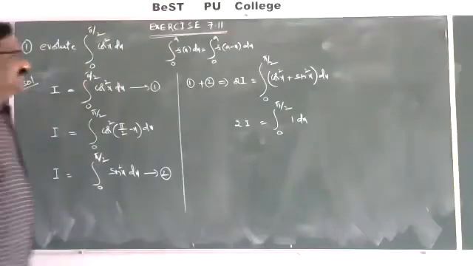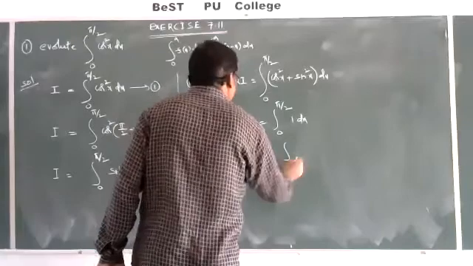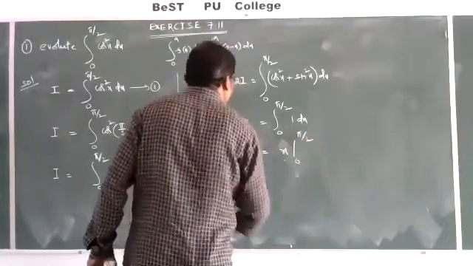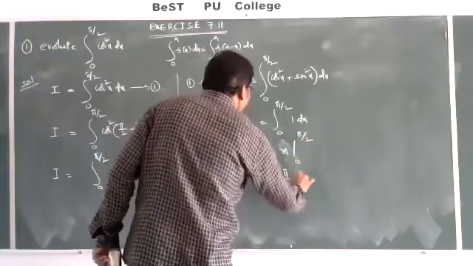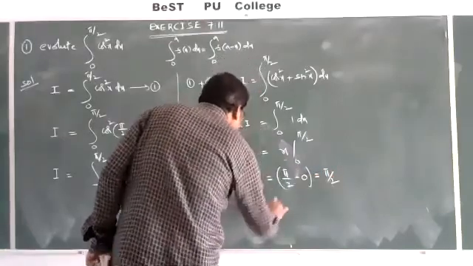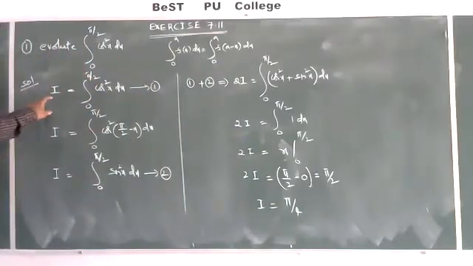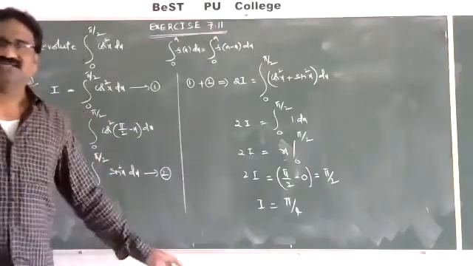So the integration of 1 is x. 2I is equal to x from the limits 0 to pi by 2. That is, 2I is equal to upper limit pi by 2 minus lower limit 0. This is pi by 2. Then you get I is equal to pi by 4. That is the answer. What is I? I is the integral 0 to pi by 2 of cos square x dx. Then you get I is equal to pi by 4. So the answer is pi by 4.